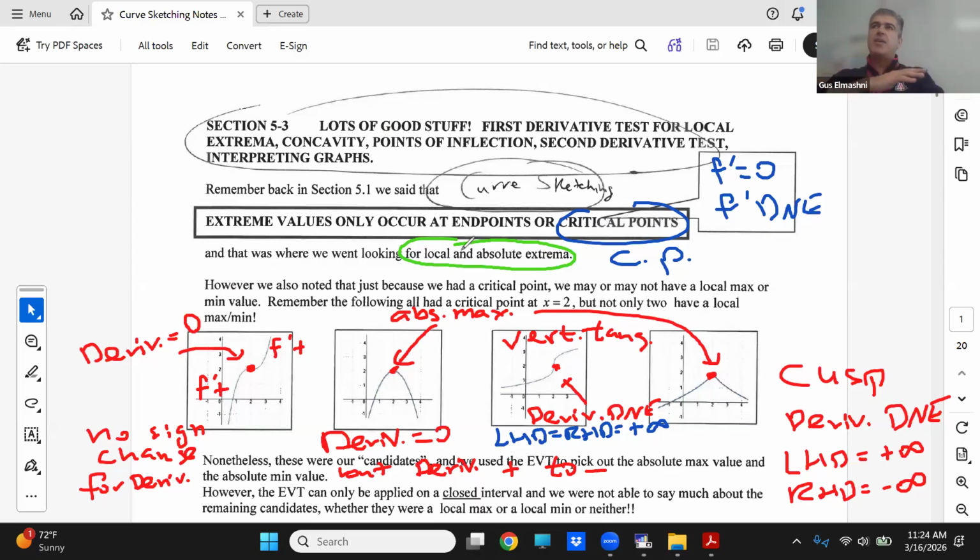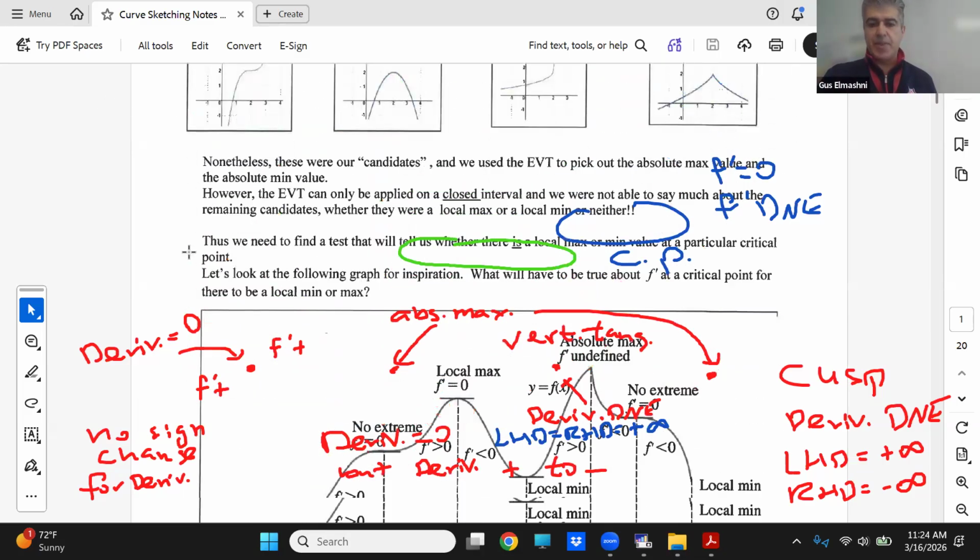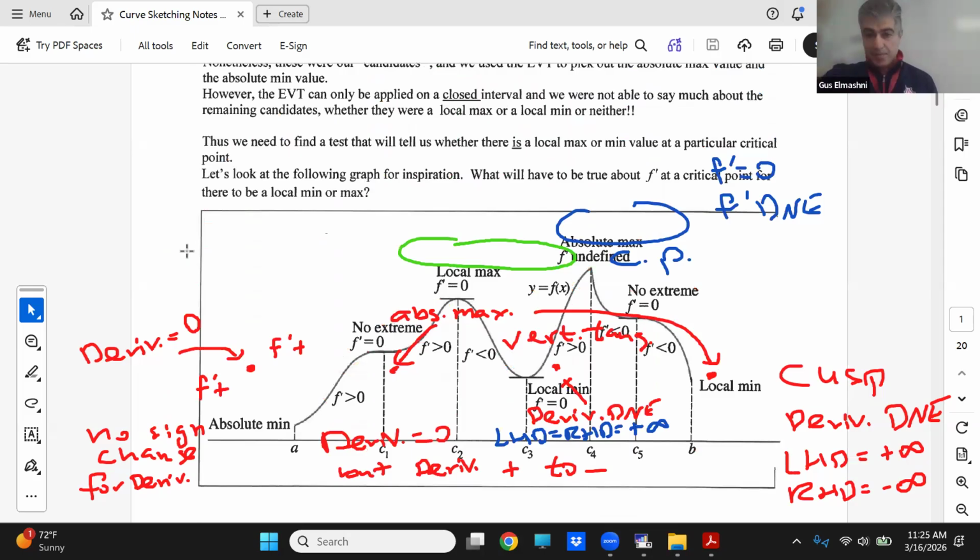So absolute means among everything, the highest. But local means within the neighborhood, within the vicinity of the graph. We'll have that discussion in a little bit, to be more precise with that. Actually, let's do it now. Here we go. This is a great schematic.